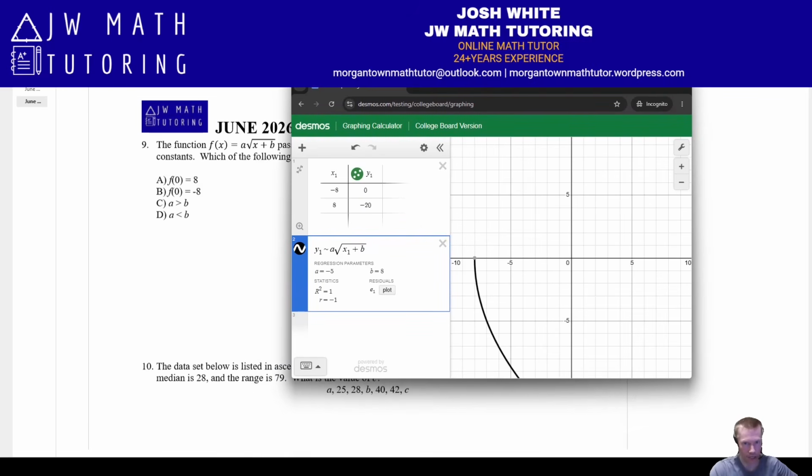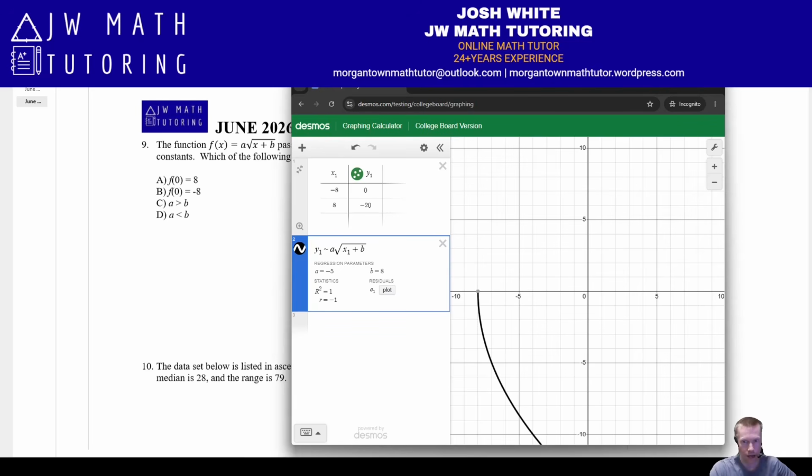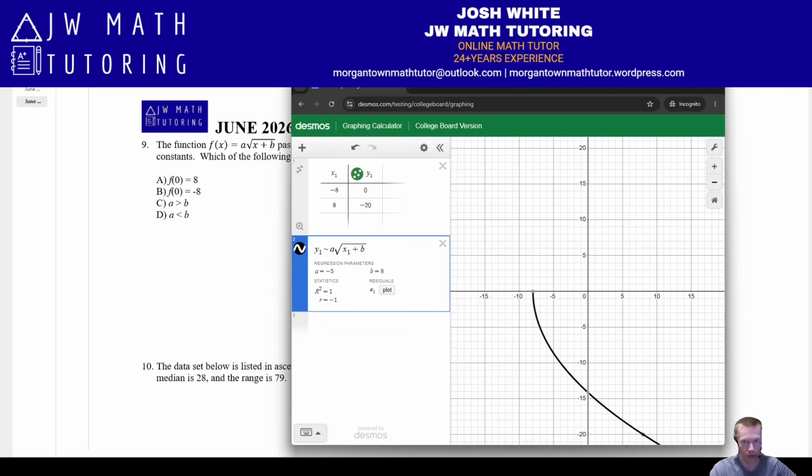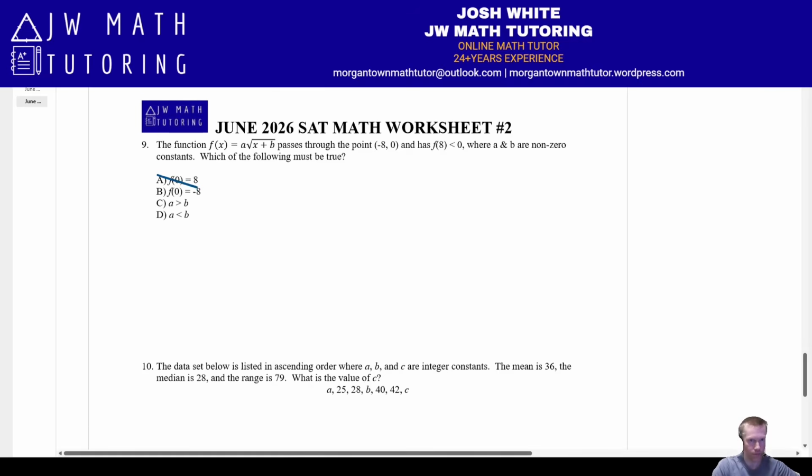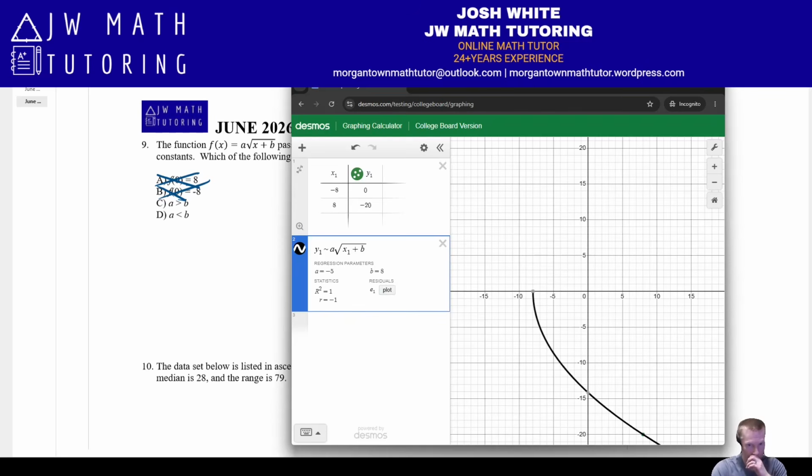Now I'm going to go through and check each thing. First, is f of 0, i.e. the y-intercept, equal to positive 8? No, obviously not. Is it equal to negative 8? No, it's actually equal to negative 14.1421 whatever. Okay, so A and B are out. Those obviously don't have to be true. Now, what about C versus D?